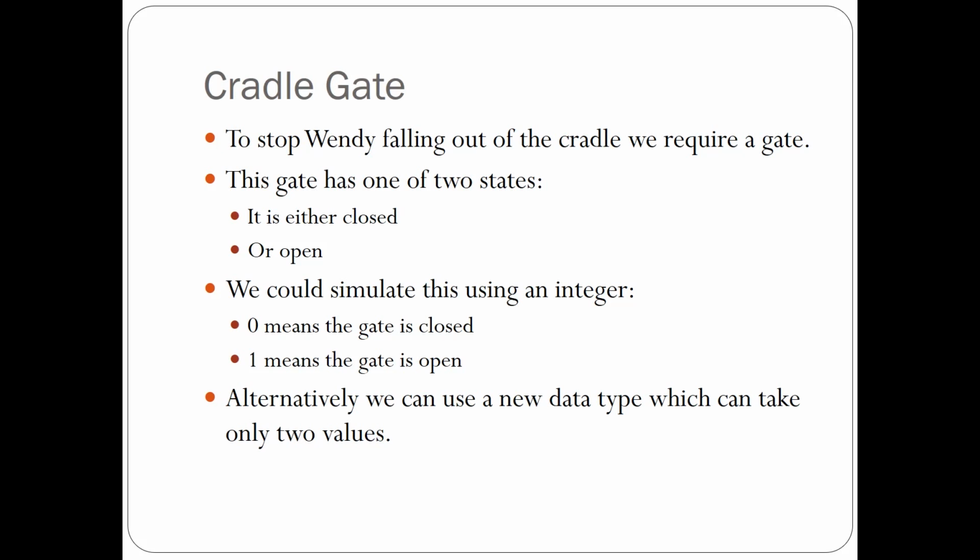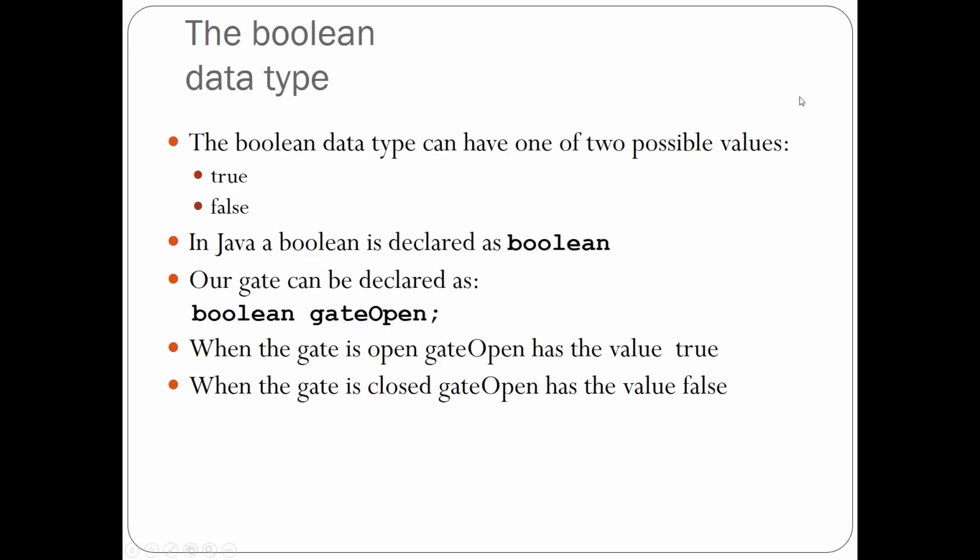So what we could do, if we wanted to, is use an integer, and let's say we could say 0 for closed and 1 for open. Those of you who've programmed before will realise that there's a different way that we can do that, and we're going to look at a new data type which will allow us to take only two values, and that data type is the Boolean. If you haven't come across Booleans before, they're variables that can only hold one of two values, one being true and one being false.